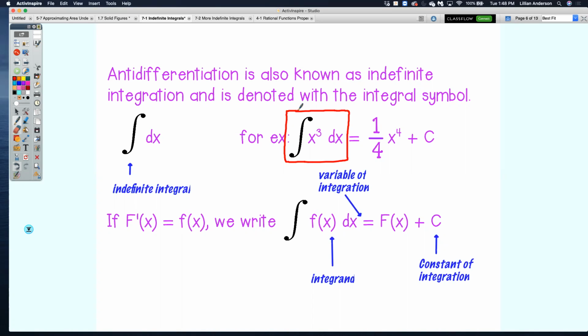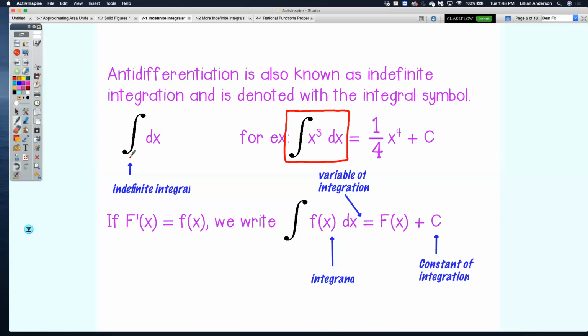All right? So if capital F prime of x is equal to the original function f of x, then we can write this using the symbol, the integral of f of x dx. f of x, the function that you're taking the antiderivative of, is known as your integrand, and it is equal to capital F of x plus c. Again, your constant of integration. Pretty much what's on the slide here is just the notation that deals with the antiderivative.